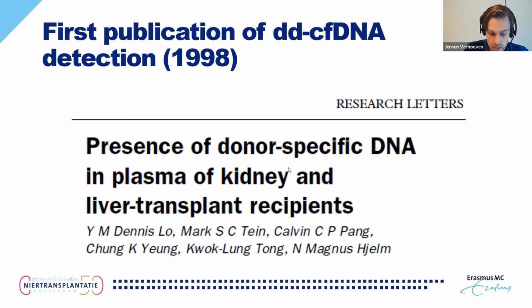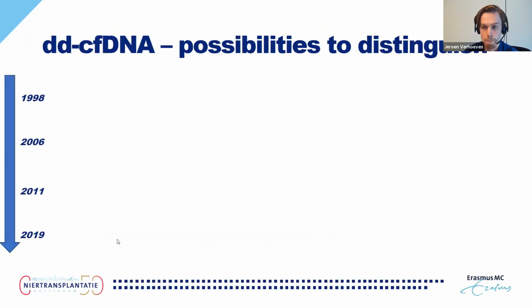So in 1948, cell-free DNA was for the first time detected, but in 1998, 50 years later, Lo et al. for the first time detected donor-derived cell-free DNA in a study. Lo et al. showed that cell-free DNA from the transplant could be detected in kidney and liver transplant recipients. So this was actually the first study in cell-free DNA research and transplantation.